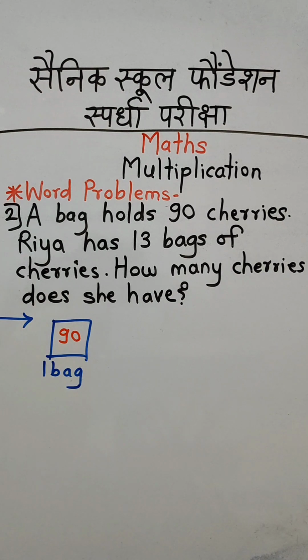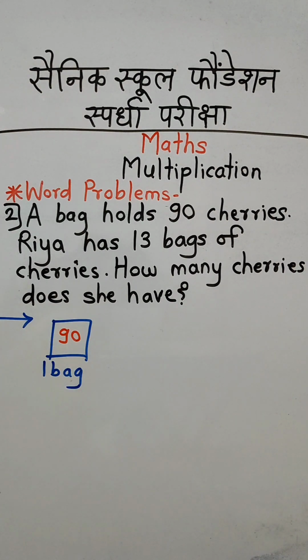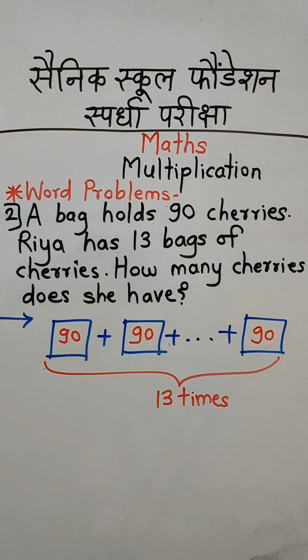That means we are given one bag in which a total of 90 cherries are kept, and a total of 13 bags are given, in which every bag has 90 cherries. So we have to find the total number of cherries in 13 such bags. So here 2 bags will have 90 plus 90 cherries, and to find the total number of cherries in 13 bags we should add 90 thirteen times, because there are a total of 13 bags.